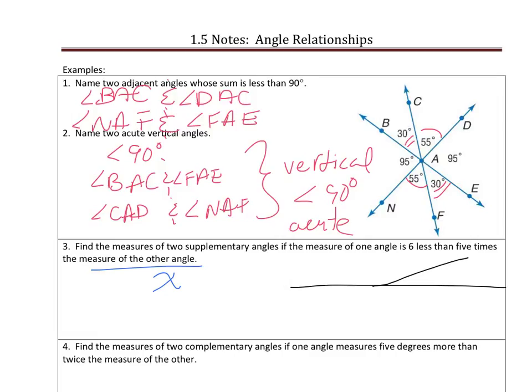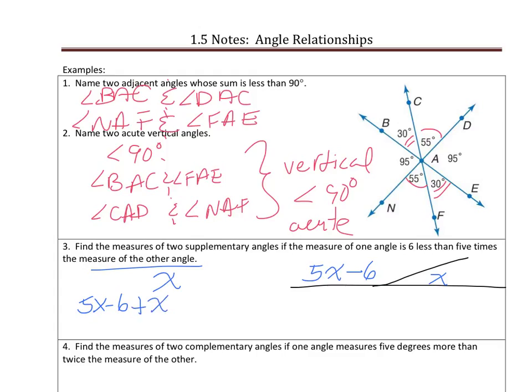I have no idea what it is. And its supplementary angle is 6 less than 5 times that angle. So 5 times that angle is 5x, and 6 less than that is 5x minus 6. I have no idea if 5x minus 6 is the obtuse angle or if x is the obtuse angle, but this is a sketch. It's a starting point, and it helps you write some kind of equation that models the problem.